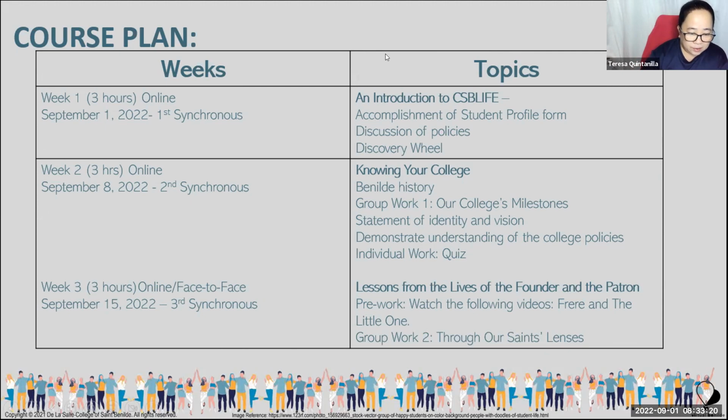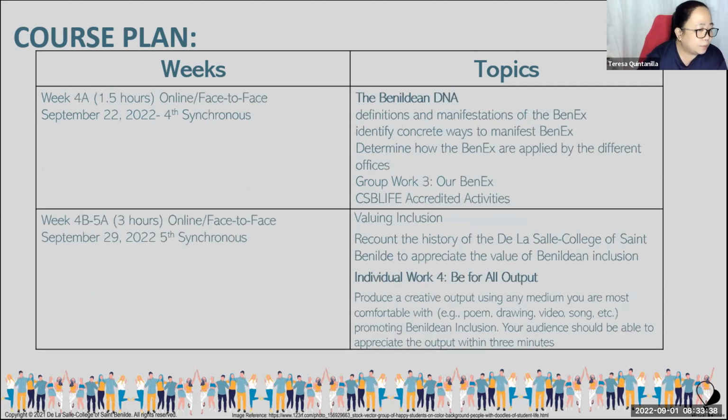Okay, so after that, we have a group work. It's about through our saint lenses. So I'm going to explain the mechanics of the group work. Okay, so this is the second group work. On the fourth week, we have a 1.5 hour online and face-to-face session. So it's about the Benildean DNA.